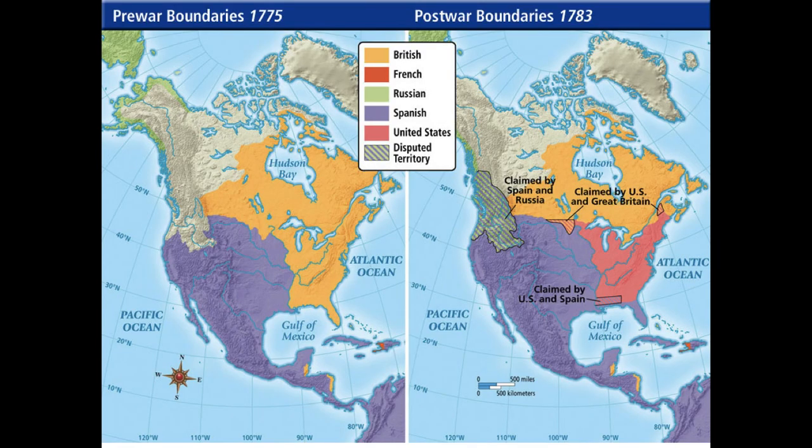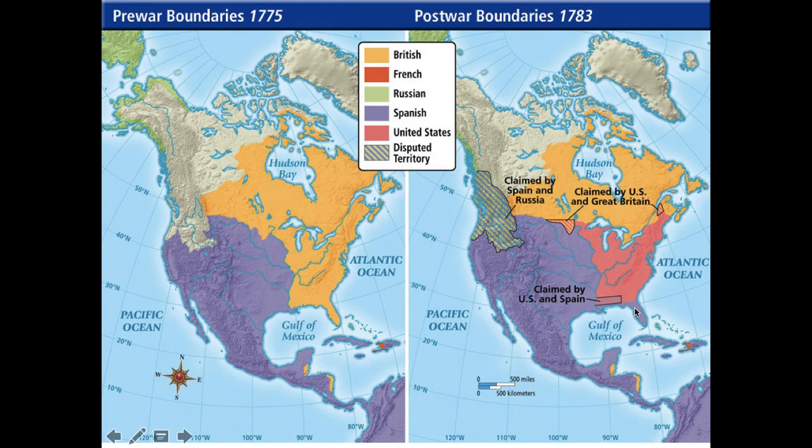So again, if you look at the map on the left-hand side here, you'll see that before the war started, the British owned what is now Canada, pretty much all of that, and all the land east of the Mississippi River, and that the Spanish owned everything to the west of the Mississippi River. After the war is done, and if you look at the color key, you can see where it says United States. Now the United States owns virtually everything east of the Mississippi River.